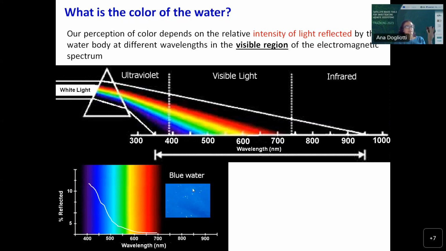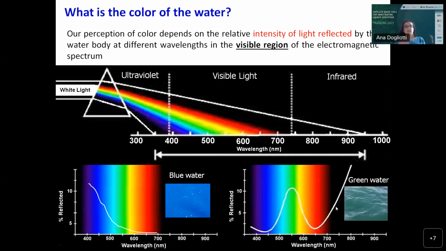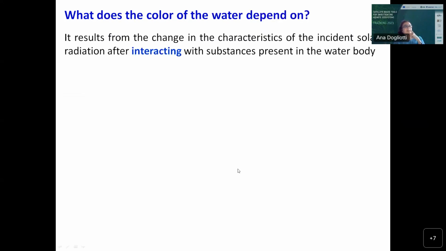If we take blue water, the intensity of the light coming from it, and this is just an example, will have a peak around 400, which is the blue part of the spectrum. While if the water is more greenish, you will have a peak, and this is theoretical, not a true spectrum, but you will have a more intense reflectance in the green part of the spectrum.